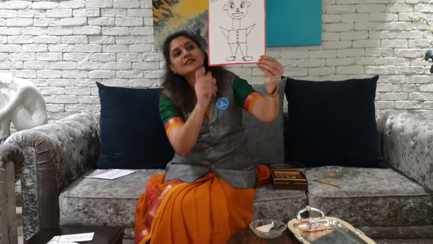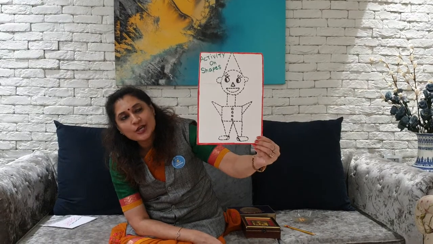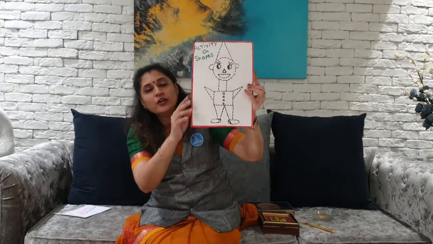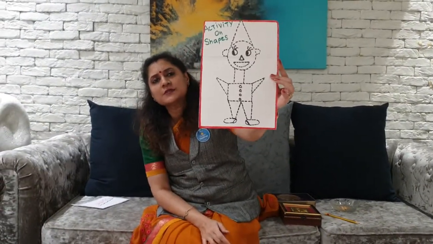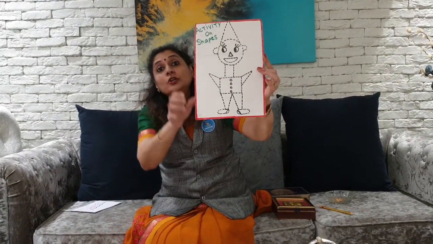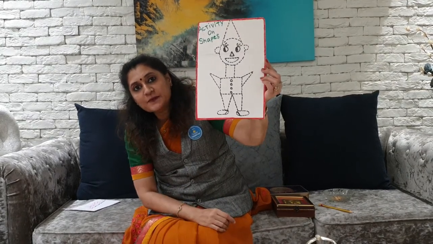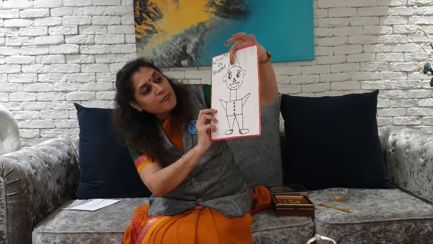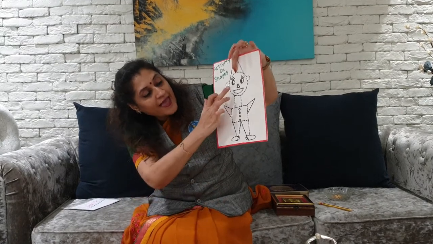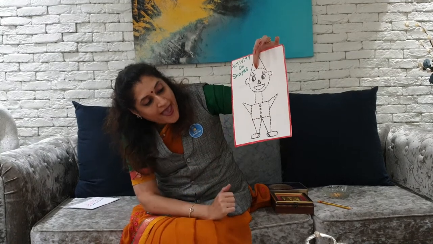Now, we are going to do the activity on shapes. What is this? This is a joker, isn't it? So see, in this joker, you will see so many shapes. So you have to join the dots. Ma'am has made this joker of different shapes. Triangle is there, then circle is there, then again triangle is there, this rectangle, this is a square.